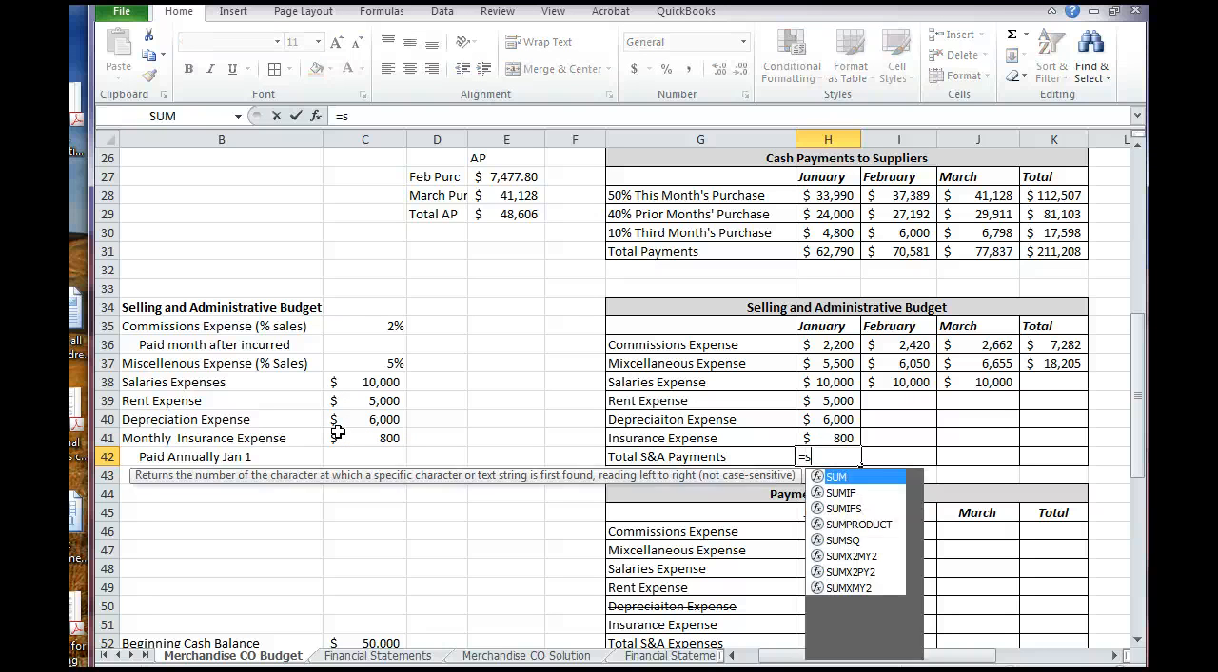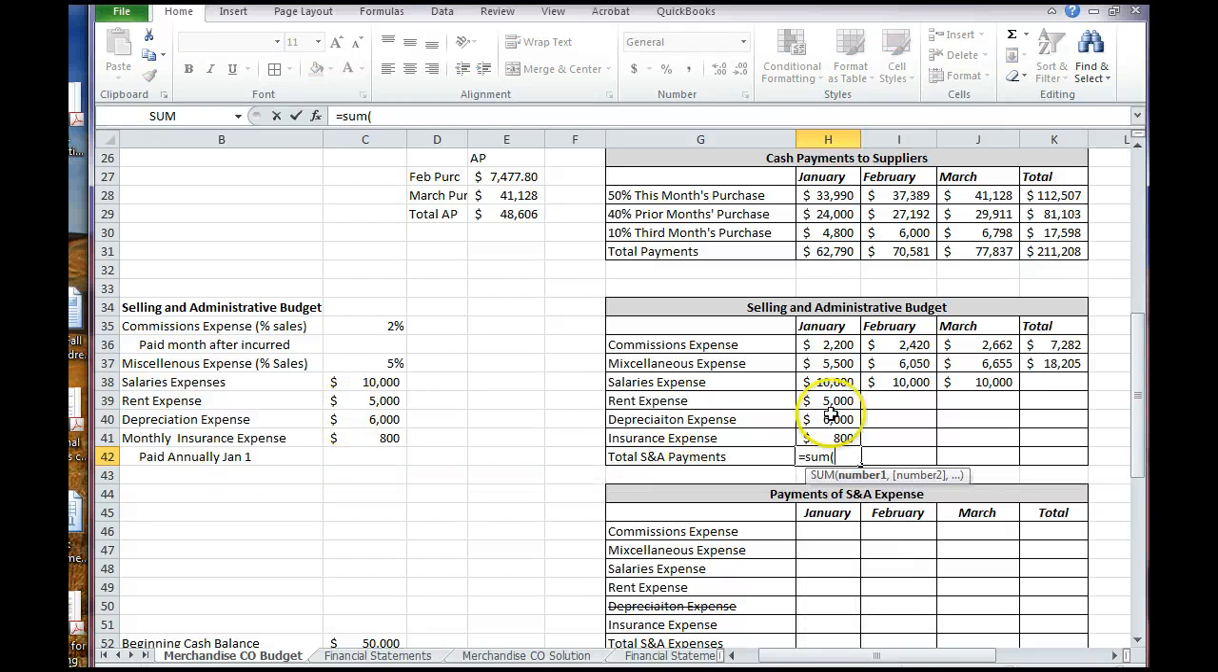And of course they're asking for total payments. Except I don't like calling that payments because payments imply cash goes out. We call it expenses. Relatively straightforward there.